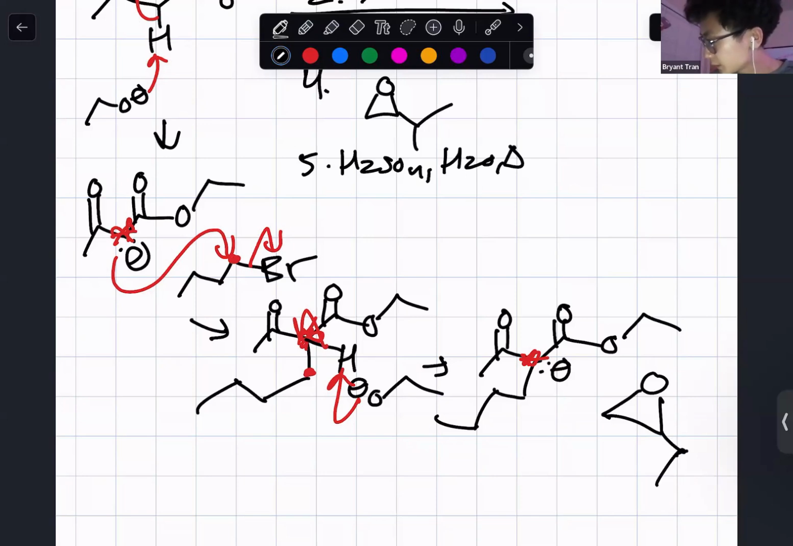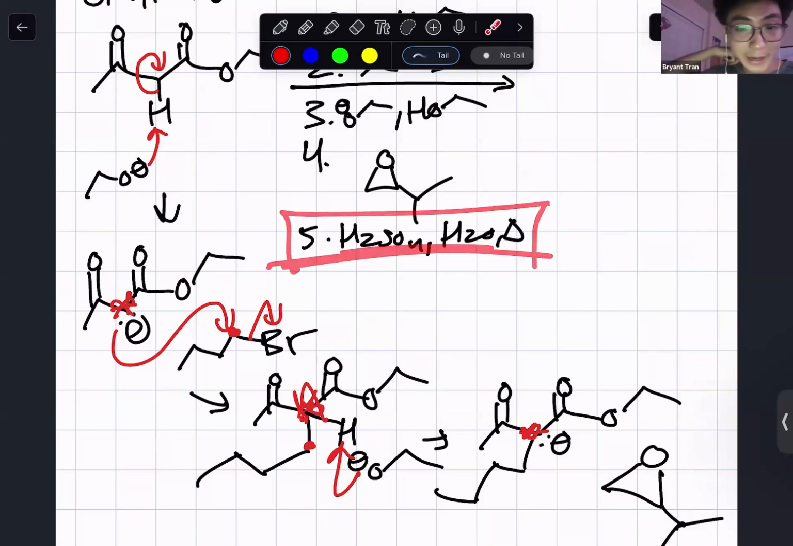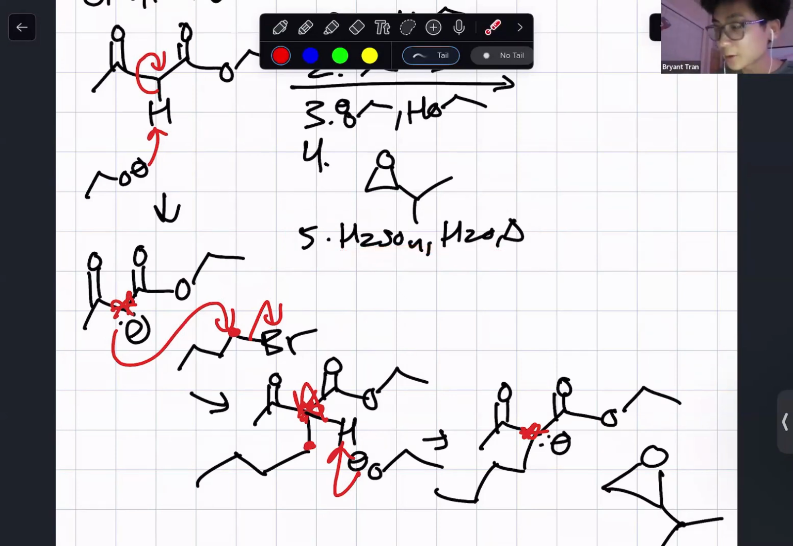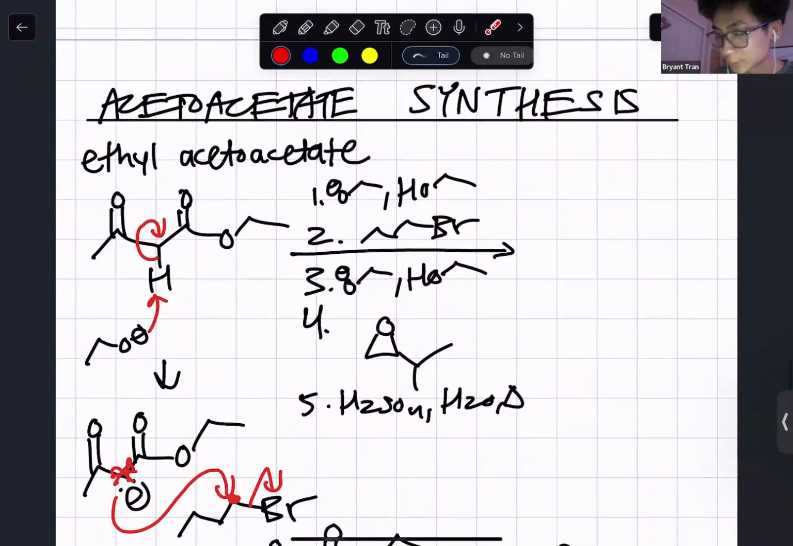We are still in basic conditions. We did not add this acid in yet, right? Even though you see acid in the reagents arrow, do not think that you're in acidic conditions just yet. That's gonna come later. We are still in basic conditions because we still have ethoxide floating around, and there's no acid yet. There's no H2O plus, no H2SO4, no HCl yet, right?